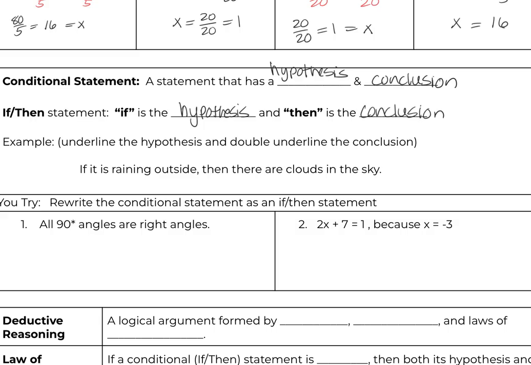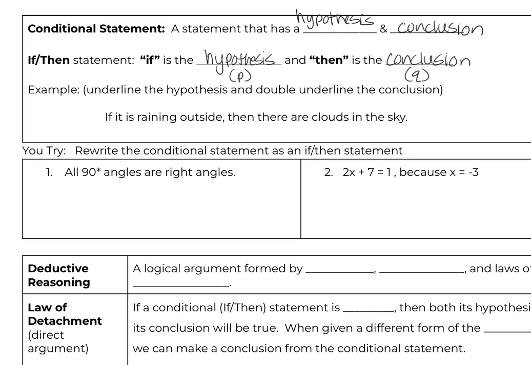And math people, we are notoriously lazy. We want to write as little as possible. So I'm going to represent my hypothesis with P and my conclusion with Q. Down here, it says underline the hypothesis and double underline the conclusion. I'm going to write P and Q.